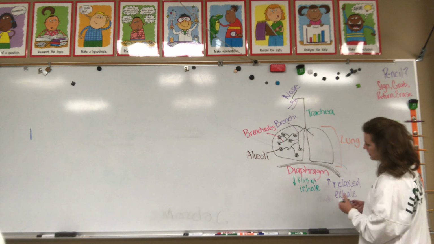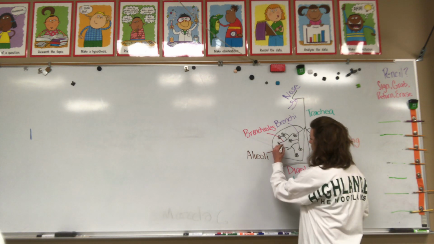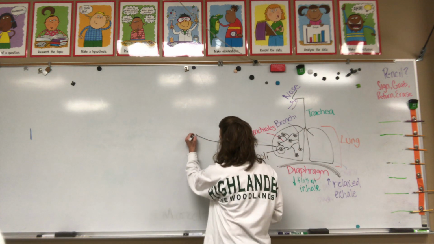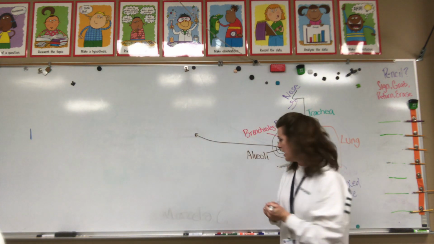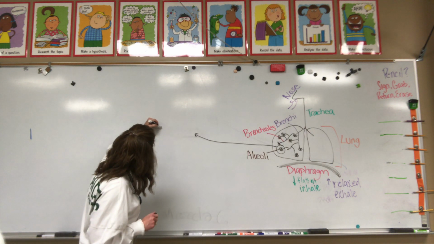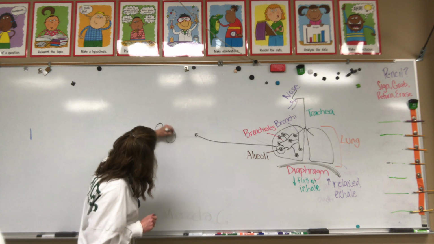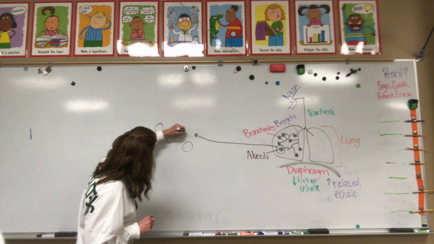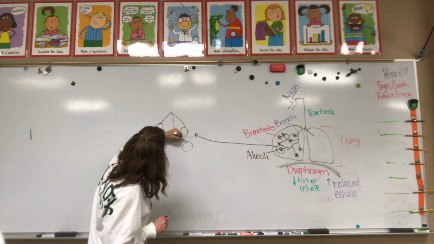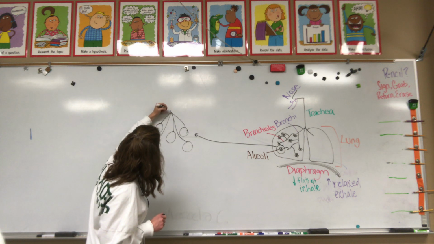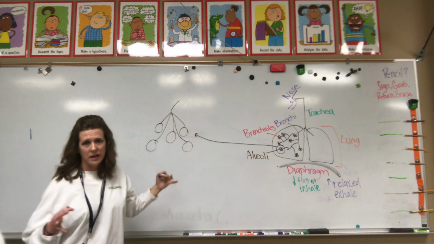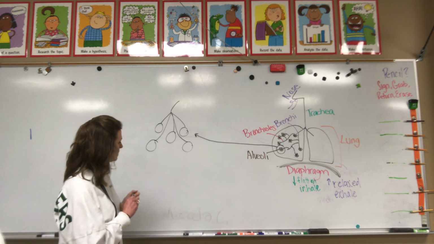All right, so now I'm gonna come over here and zoom in on an alveoli and show you how gas exchange occurs. Like Miss Alleman said, alveoli are a bunch of tiny air sacs that attach to a bronchiole, which attaches to a bronchi, and so on and so on. So we're drawing a magnified version of this here.